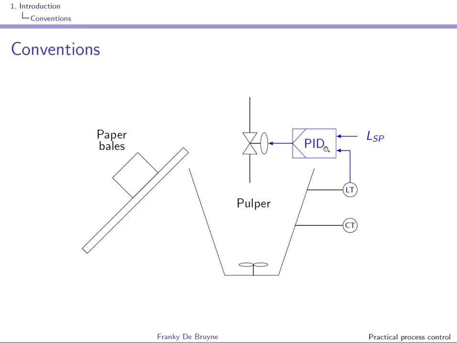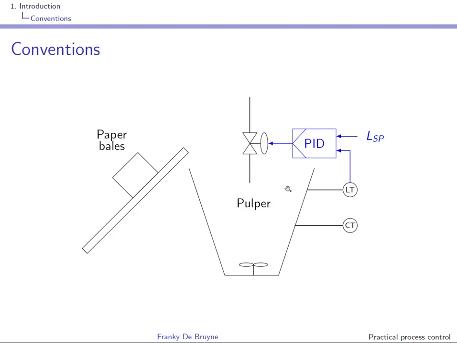Inside the controller, the control error is constructed, so the level set point minus the level measurement, right? And based on this error, an output of the controller is constructed, the manipulated value that will be used to control the opening of the control valve. We'll come back to this particular process a little bit later.